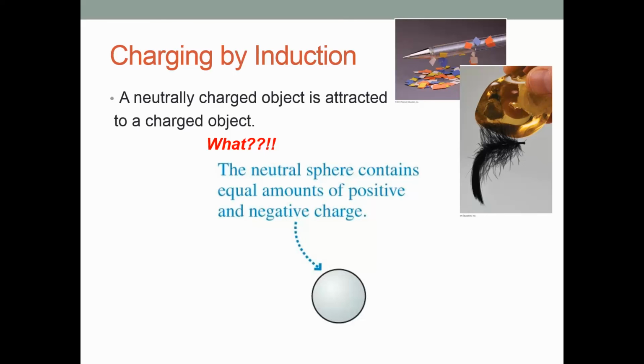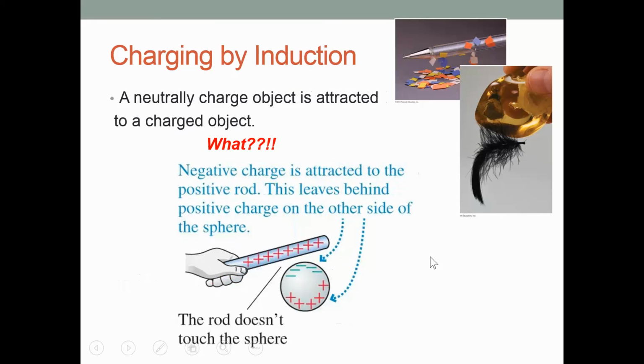Let's say we have a neutral sphere. This is like the pieces of paper with equal charges. There's no net charge on it. We bring a positively charged rod towards it. What's going to happen when we have positive charges pulled close to this sphere? Well, the negative charges in the sphere are attracted to the rod, and the positive charges are repelled. So as a result, we have negative charge lined up on one side of the sphere and positive charge lined up on the other side.